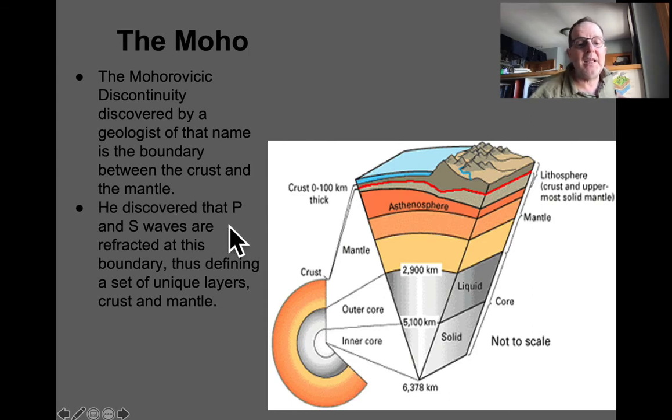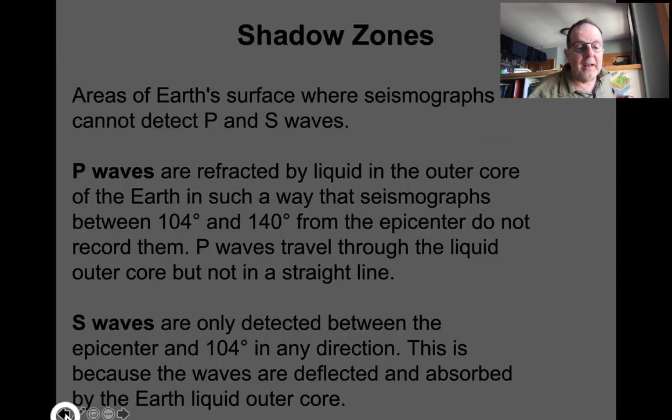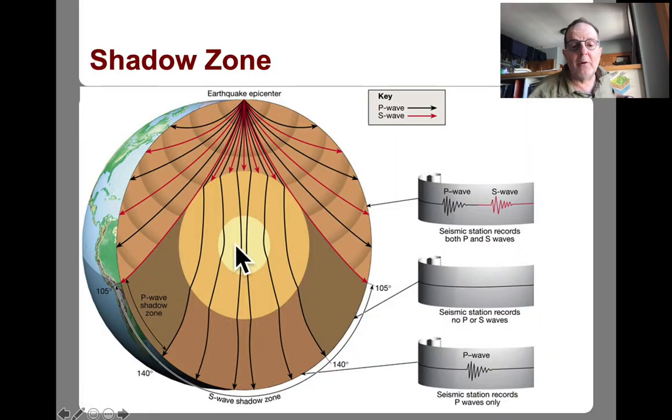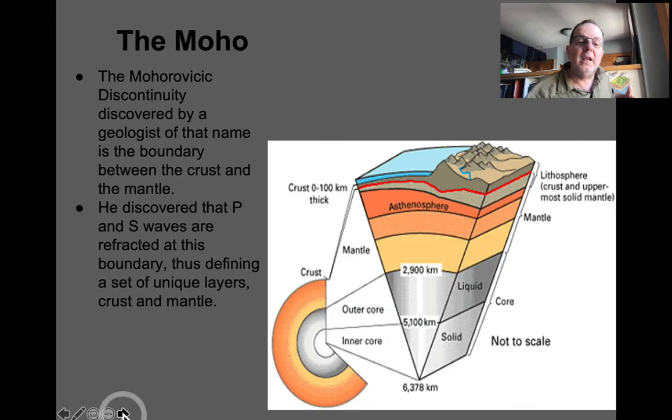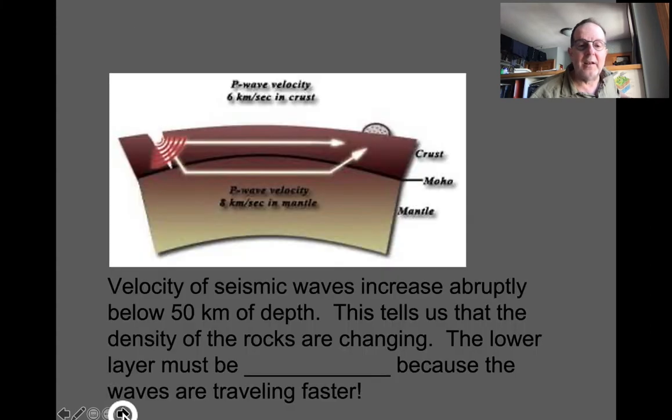He discovered that P and S waves are refracted at this boundary, thus defining a set of unique layers, crust, mantle. So that then was expanded with our understanding of the liquid outer core, creating another unique zone. So it is through seismicity, our understanding of seismic waves, that we have an understanding of the interior of the earth, an inferred understanding.